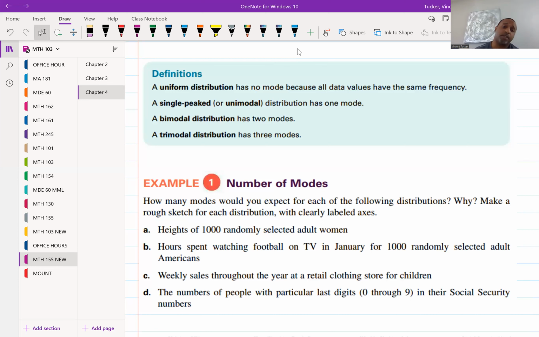A, the heights of 1,000 randomly selected adult women. B, hours spent watching football on TV in January for 1,000 randomly selected adult Americans. C, weekly sales throughout the year at a retail clothing store for children. And D, the numbers of people with particular last digits 0 through 9 in their Social Security numbers.